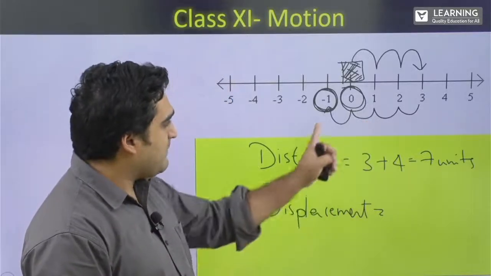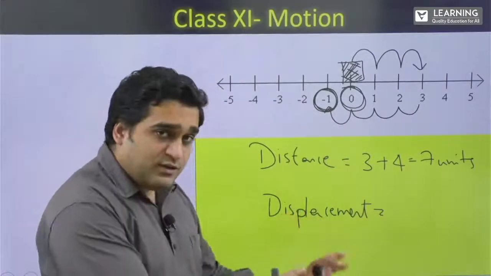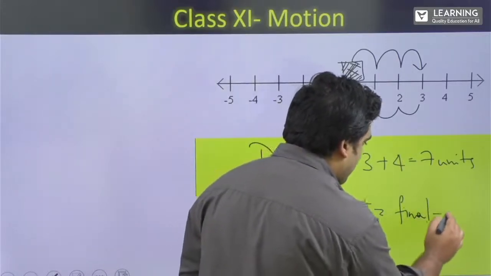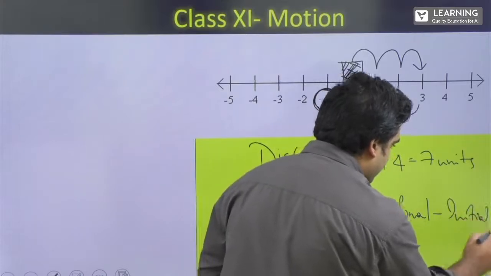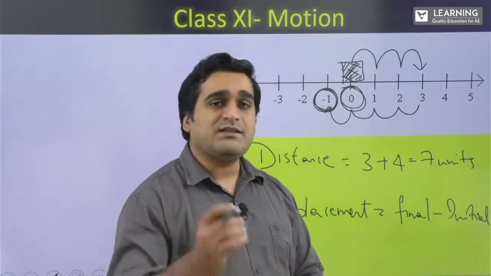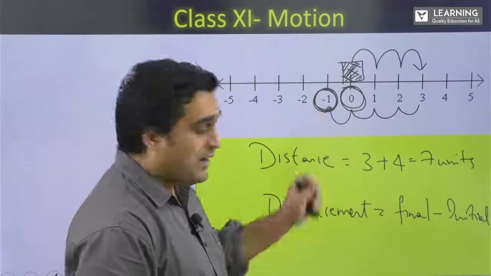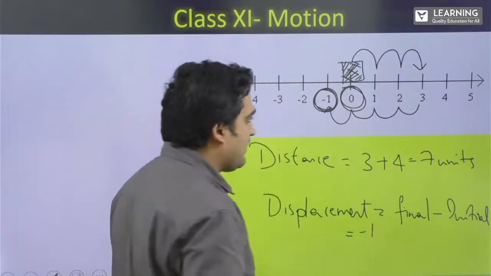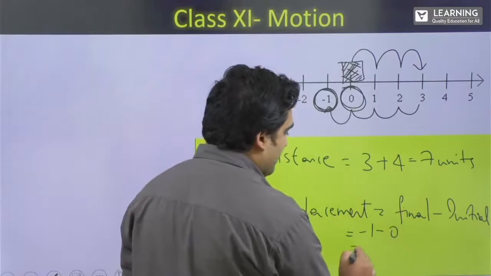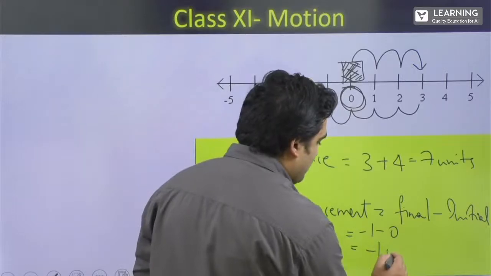So displacement, initial point 0, final point -1. The formula that you use here is final minus the initial. This is how you find the displacement. What is the final point? Final resting point is -1. Initial resting point is 0, minus of 0. -1 minus 0 is still -1 units.